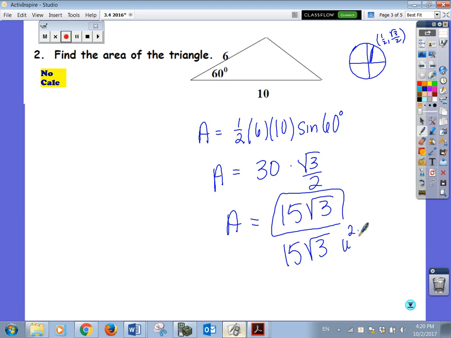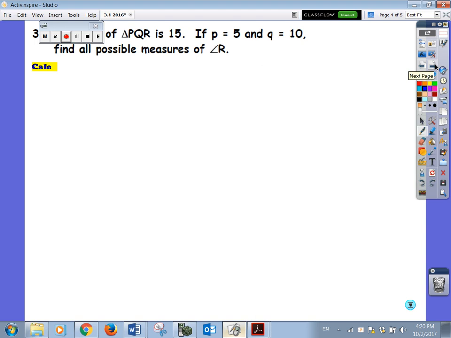All right, so notice this one's a calculator problem. This one we're going to work backwards. It says the area of triangle PQR is 15. It gives you two sides. You want to find all possible measures of angle R. So, unlike 3.1 and 3.2, when we found the principal value, this is not asking for principal value. It's asking for all the possible values. So there are more than one answer. We're not trying to trick you. If it says find all possible, that means there's going to be more than one. So read the problem and pay attention to the words.